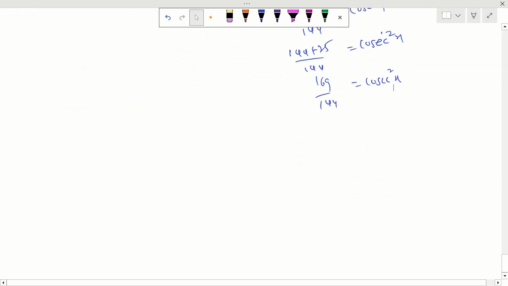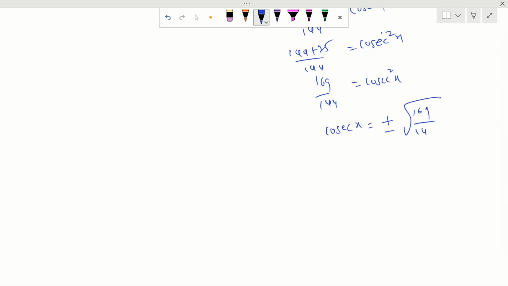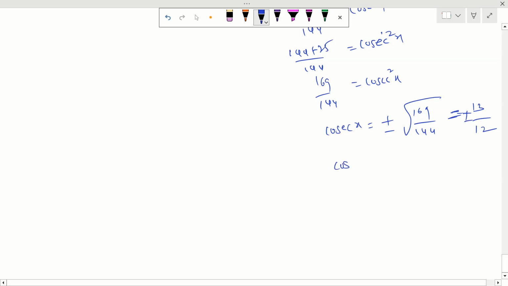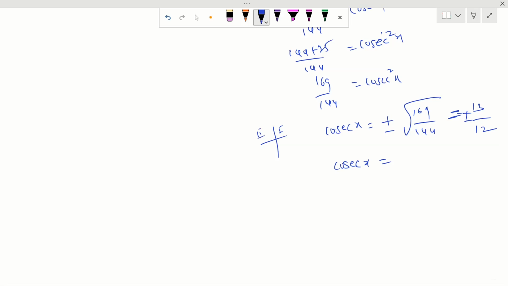So now cosecant x is equal to plus or minus square root of 169 divided by 144. Square root of 169 is 13, and square root of 144 is 12. Then it is plus or minus 13 divided by 12. So what is the value of cosecant x in the second quadrant? In the second quadrant, sine and cosec are positive, so it is positive, 13 by 12.